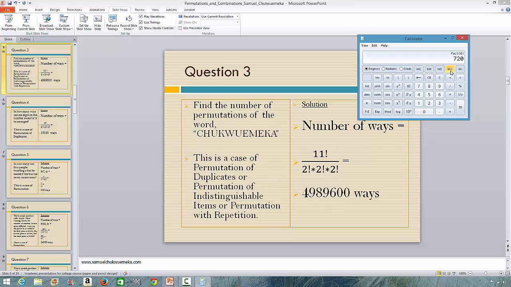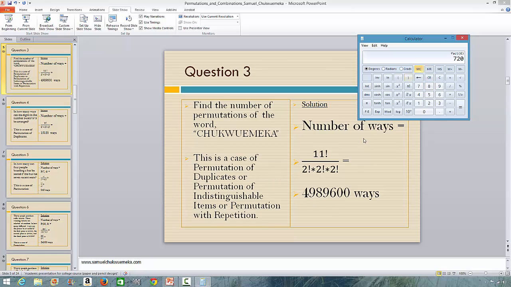M plus is when you put something in memory, and if you want to keep adding to that, you just press M plus. If you want to remove something from it, you press M minus. MS is save memory. MR is memory recall. MC is change memory, something like cancel the memory or change it.